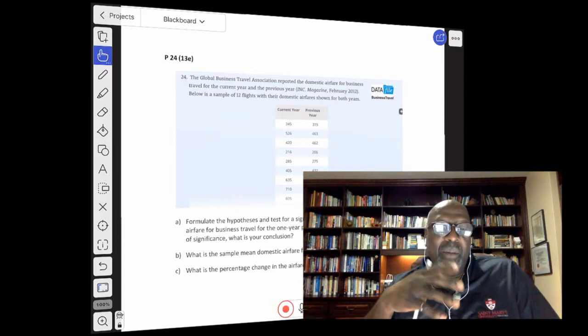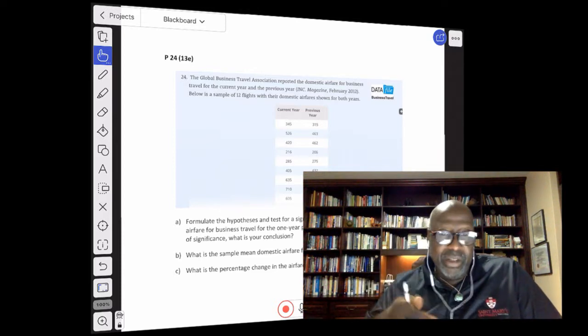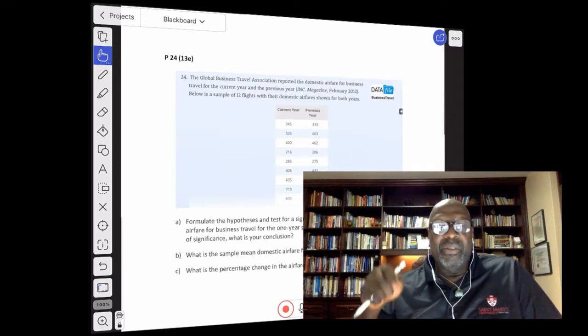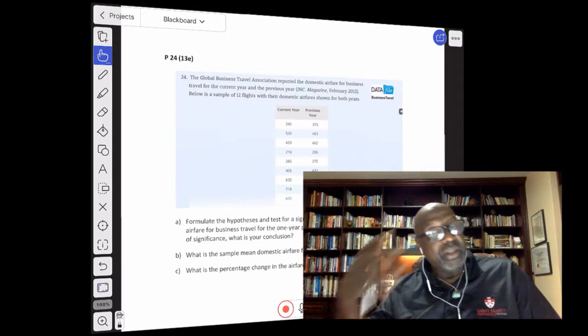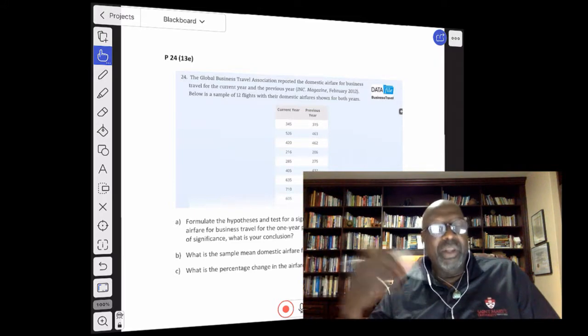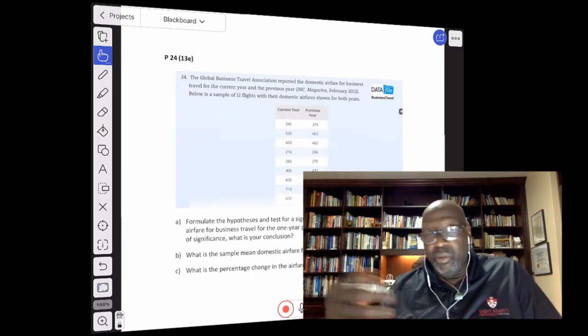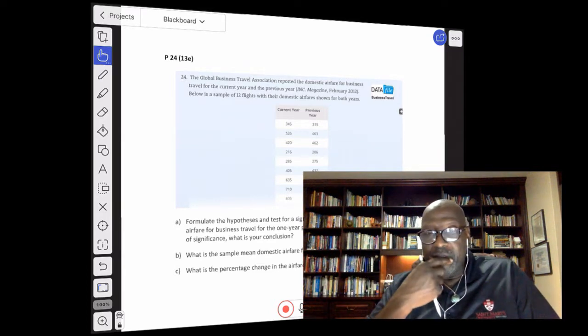So what happens now is that if we take the differences between the before and after, then we will get a single sample of differences. And if on average the difference is positive, then we interpret that one way. Or if the difference is negative, then we interpret that another way. It all depends on how we take the difference.